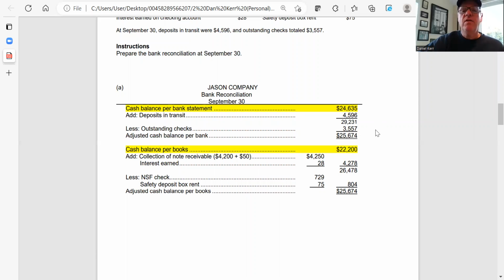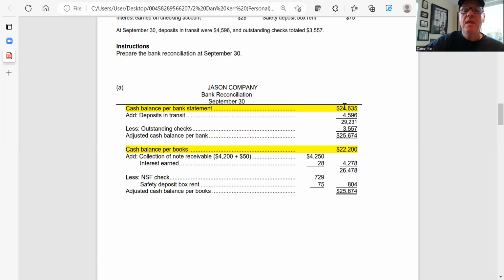You ask yourself, if I look at the bank statement, is there anything, any increases to cash, that are not reflected on the bank statement? Well, when I look at my books, I made some deposits totaling $4,596, and I made them before September 30th. But for whatever reason, the bank's cutoff was different than mine. That deposit doesn't show up on the bank statement.